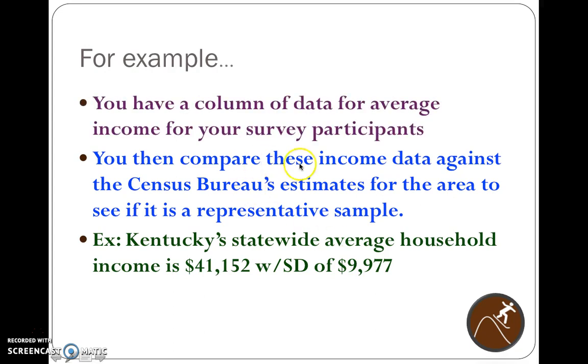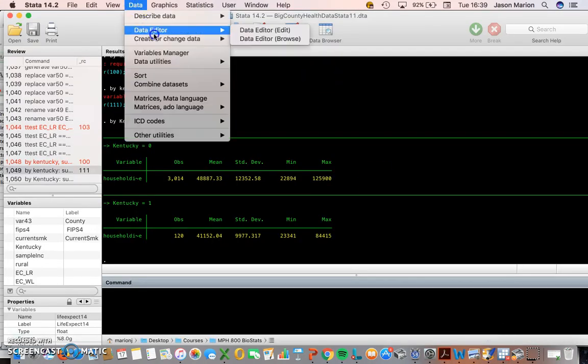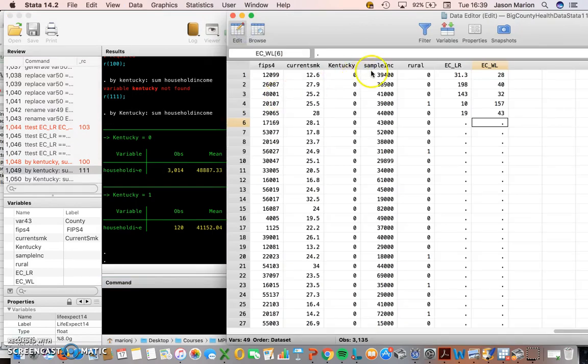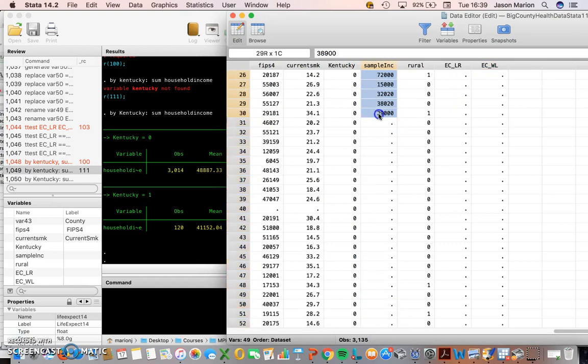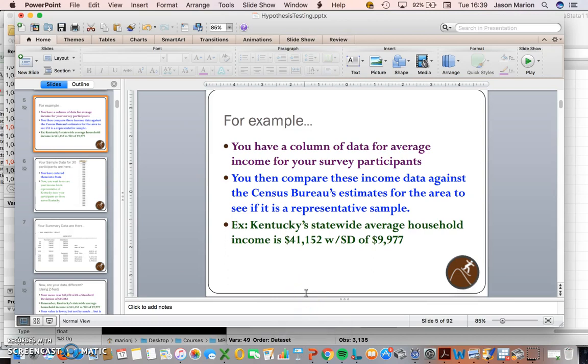And then for an example, you might have a column of data for average income for your participants. I'm going to just back out and go to Stata real quick. So data editor. I created some fake data called sample income. You might have done a study on 30 people about their dietary habits, and you may be thinking that maybe income's related to it. People with more money can eat better food. So you've got data on income, and somebody might say, well, how do you know your population is representative of Kentucky?